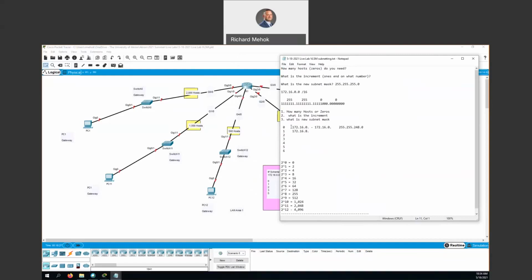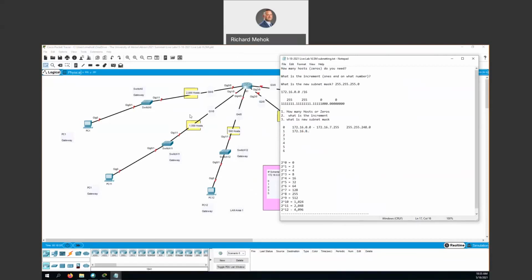So if this one starts at 0, and this next one is going to start at the number 8, so this one must stop at 7.255. And we're going to come back to that shortly here. Let's move back to gigabit 1/0.